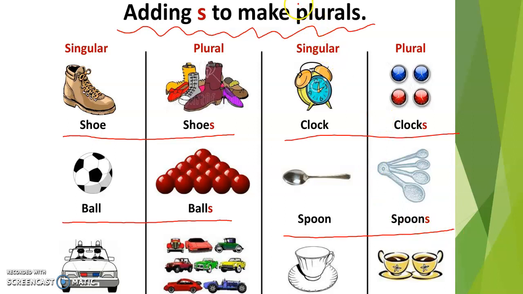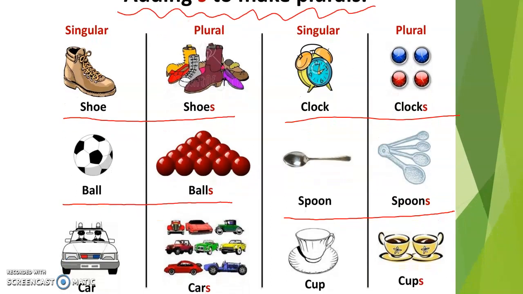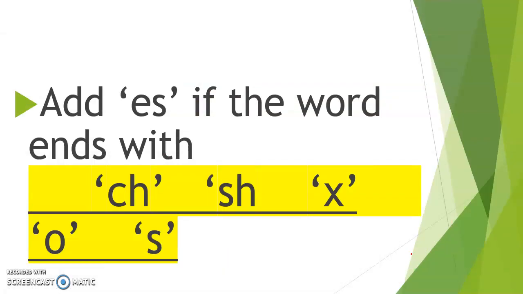With all the words, we have just one s. Can you see? One s here, one s here, here, here, here, and here. This is rule number 1, that you can make plurals by adding s.